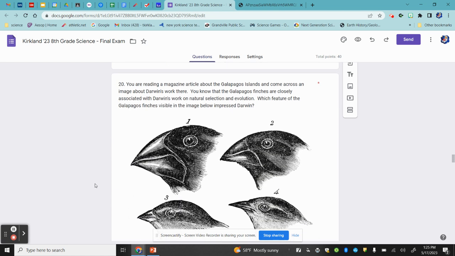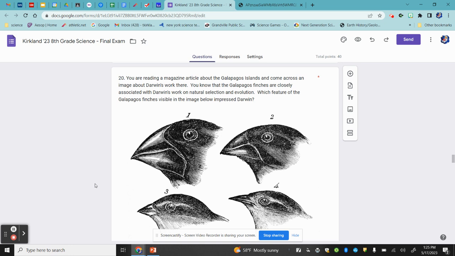20, you're going to use this image to help you answer this question. You're reading a magazine article about the Galapagos Islands and come across an image about Darwin's work there. You know that the Galapagos finches are closely associated with Darwin's work on natural selection and evolution. Which feature of the Galapagos finches visible in the image below impressed Darwin?